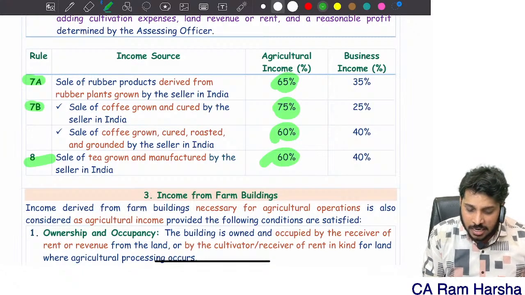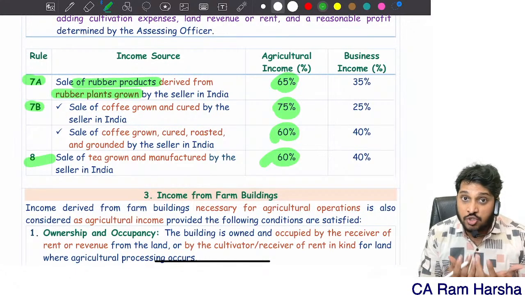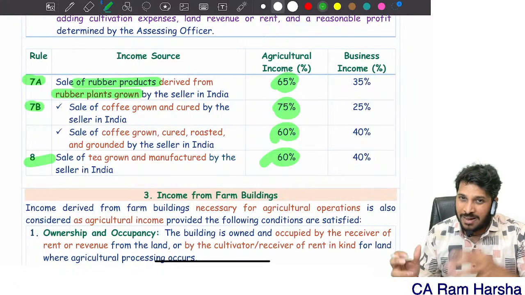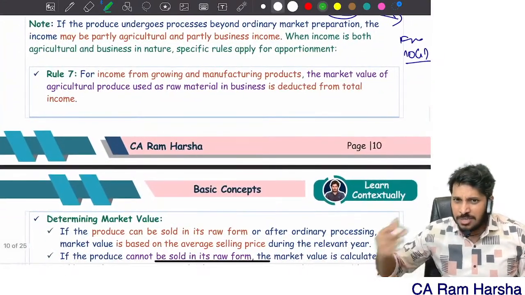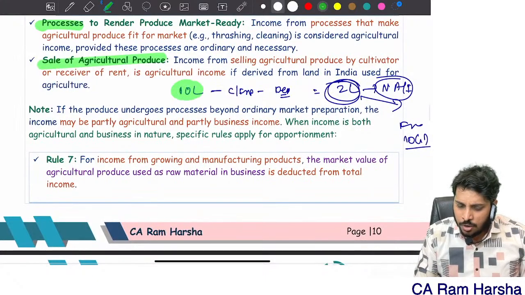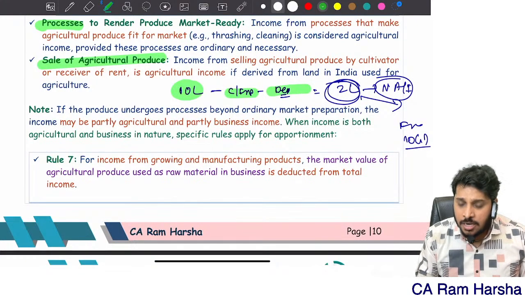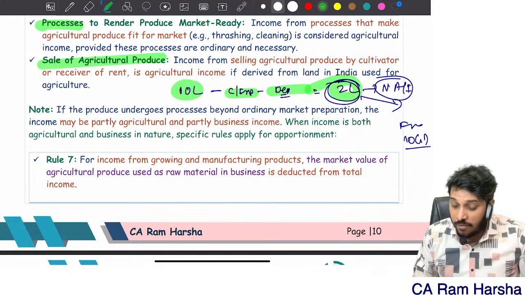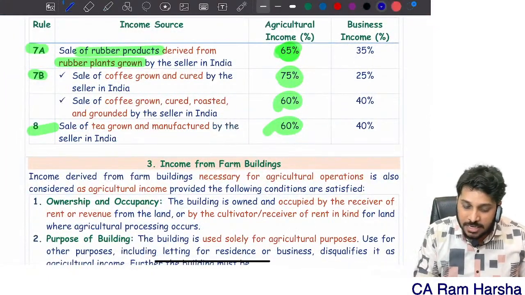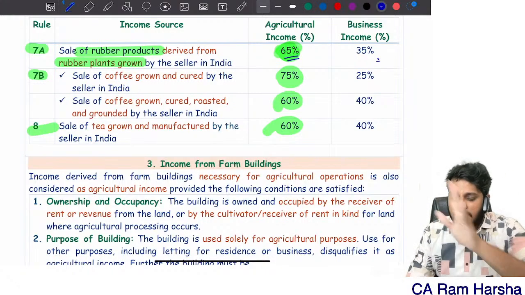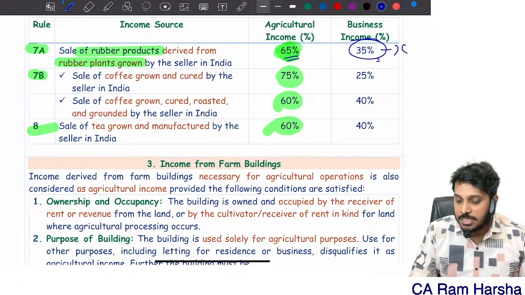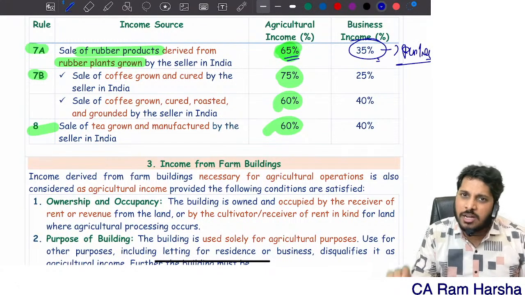What is it? Rubber. You are growing rubber plants, latex, and selling it. On that, first compute, forget about the 35-65 rule for now: sale value minus cultivation, minus depreciation and all other expenses. Then you get the net income. On the net income, 65% is treated as agriculture and 35% is treated as business income, coming under PGBP or other sources.